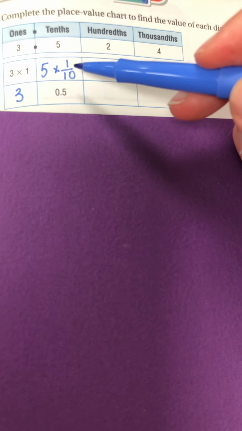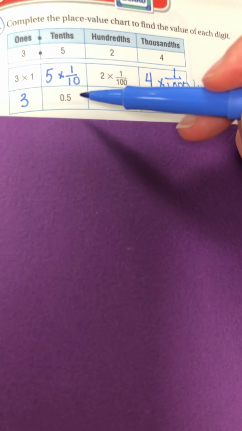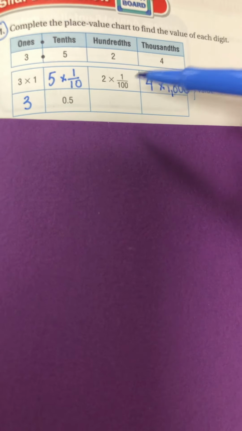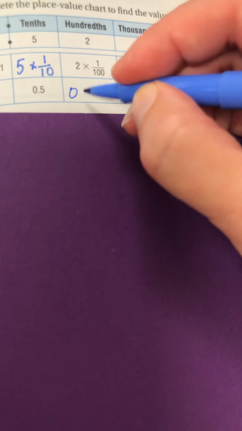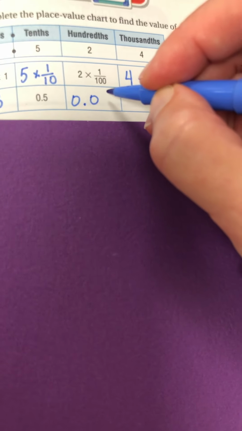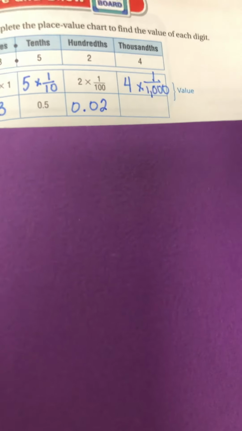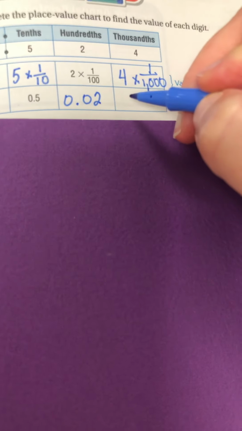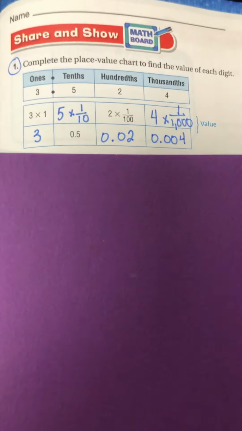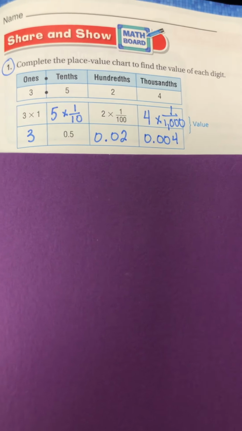5 times 1/10 equals 5/10. 2 times 1/100th equals, sorry, it's hard to write and record at the same time, 2/100ths, which would mean that 4 times 1/1000th equals 4/1000ths. Okay, so there is number 1.